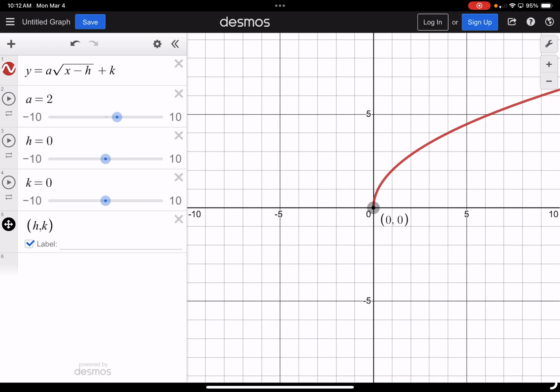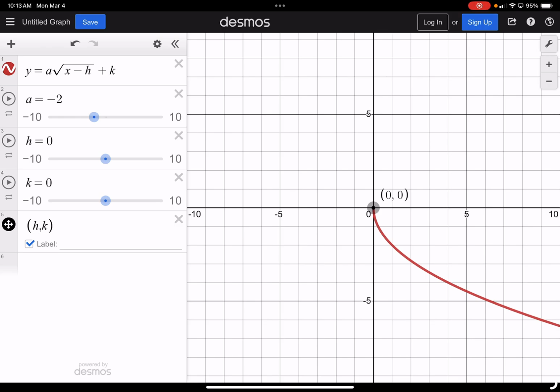And if a was negative, what happens? We have a vertical reflection down across the x-axis. So over 1, down 1. Over 4, down 2. Over 9, down 3. And if a was negative 2, then over 1, down 2. Over 4, down 4. Over 9, down 6. You with me? Yep. Okay.